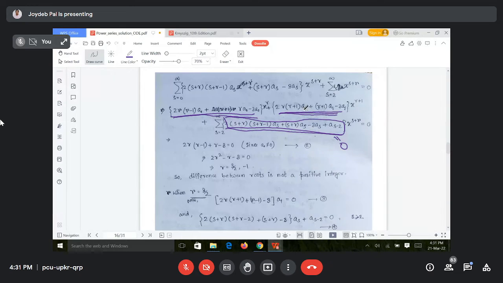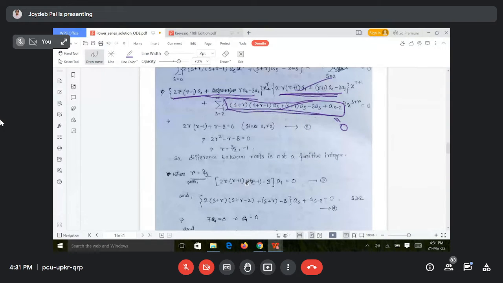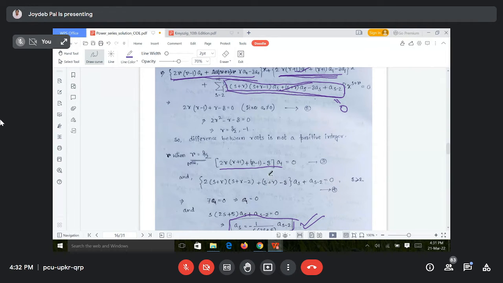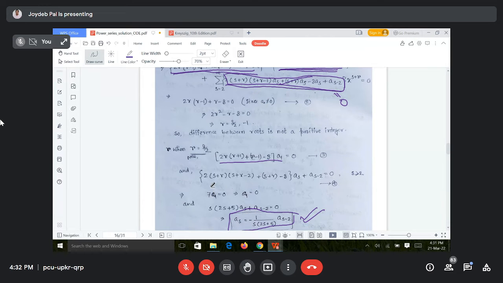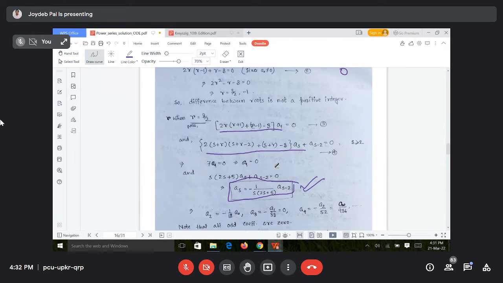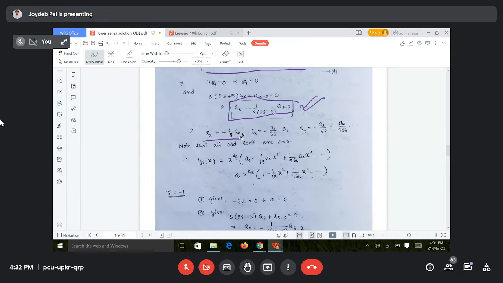So basically we have two relations, this and this. By using that relation, the coefficient of x to the power r plus 1 is equal to 0, I am putting r is equal to 3/2. So ultimately I am getting a1 equal to 0. And the recurrence relation simplified gives a2 equal to minus 1 by 18 a0. a3 is related to a1 by the recurrence relation, and a1 is already 0, so a3 is also 0.